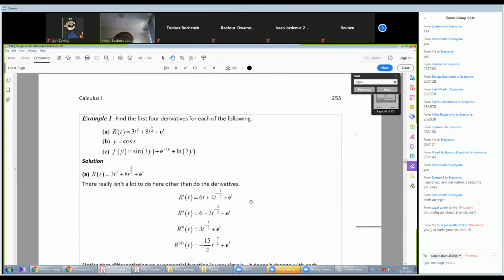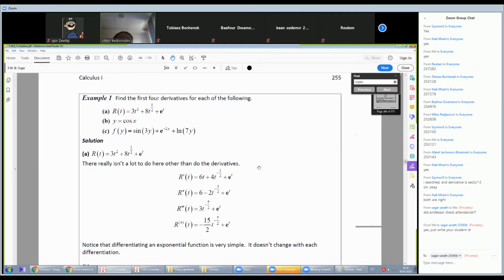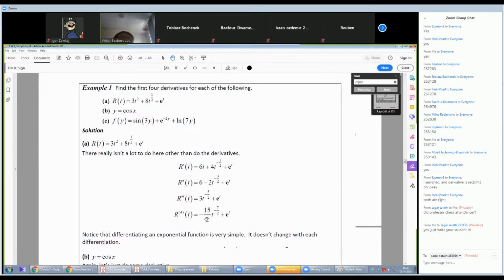Okay, so there is not so much new here. For example, if you have this function, you can compute, of course, derivatives of arbitrary order, for example here the first 4. The derivative of e to the t is itself, and then you just differentiate the polynomial each time.